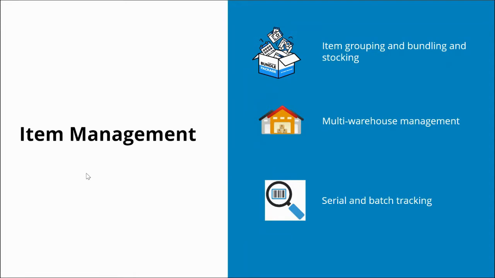And when it comes to serial and batch tracking, each item would be given a serial number, and each batch would be given a batch number and an expiry date. So you can track the movements of each item or keep a watch on the batch expiration date with a unique identifier code.